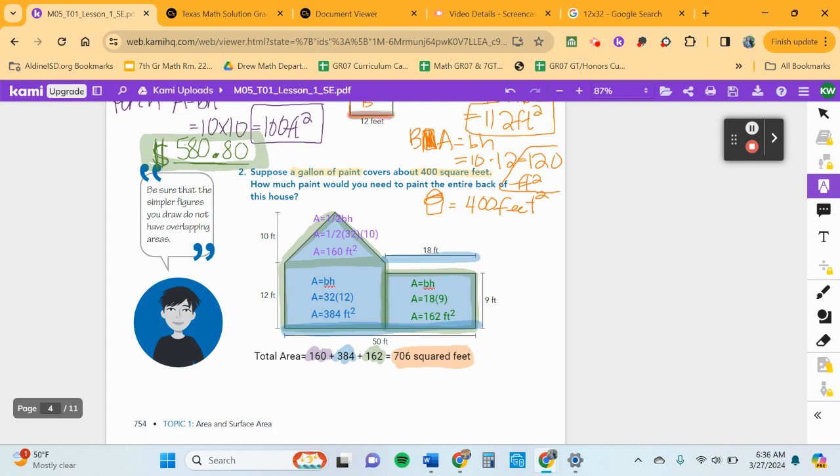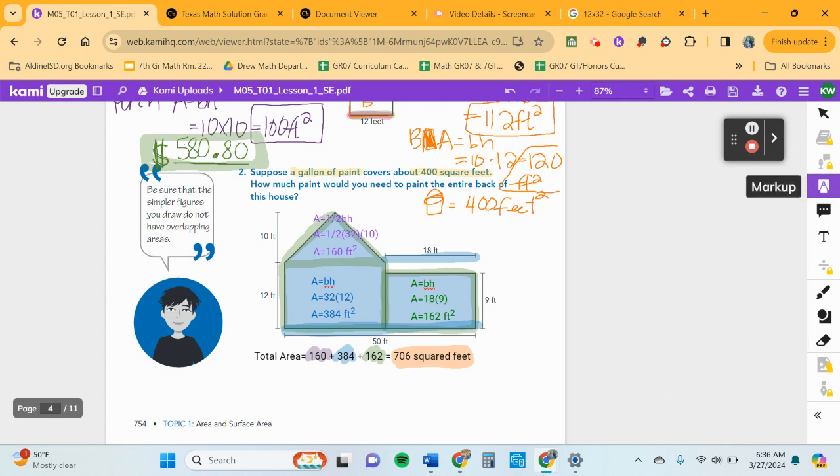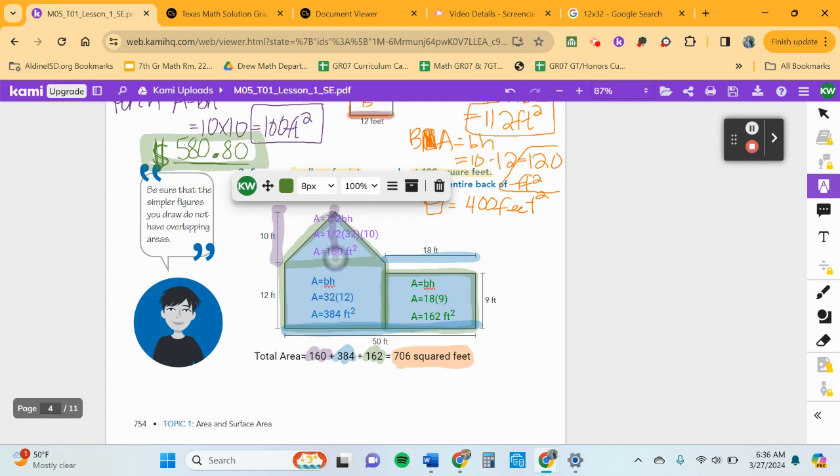So 1/2 times 32, which is our base, and then times 10, which is our height that was given to us. And I'm going to highlight that in purple as well. Notice our height of the triangle always goes from the top to the bottom, straight down, not the slant height. From top to bottom is our triangle height. And we got 160. When we add those all together, we get 706 squared feet.